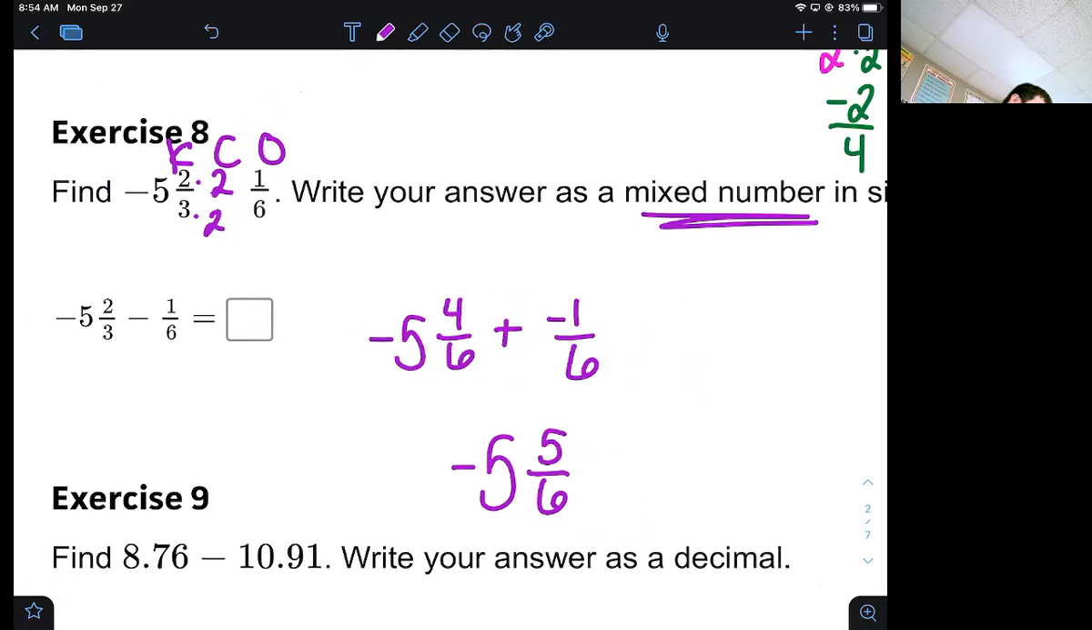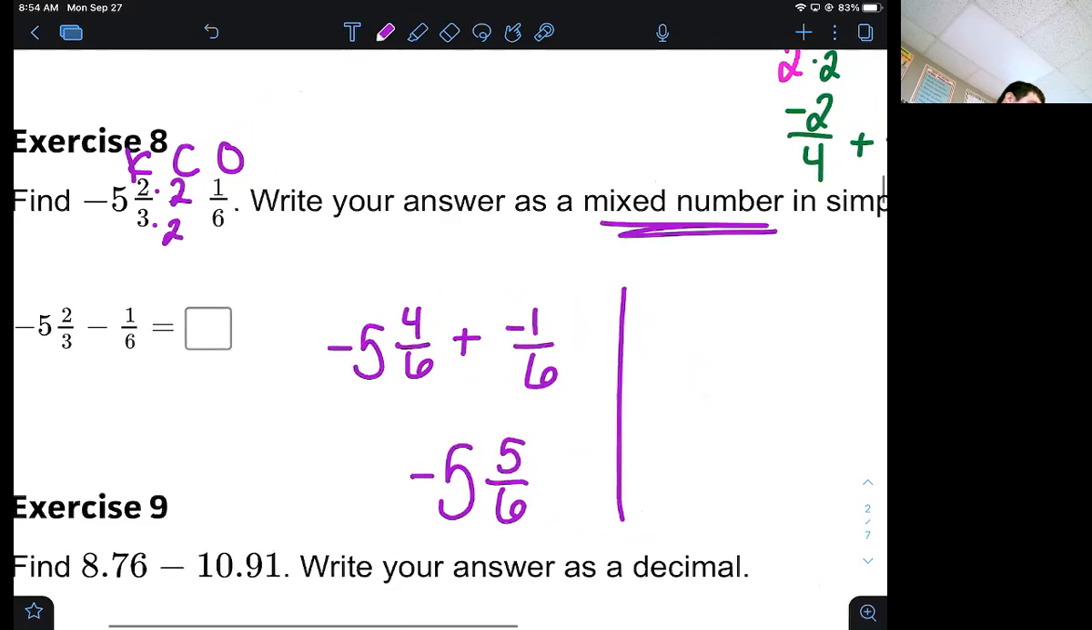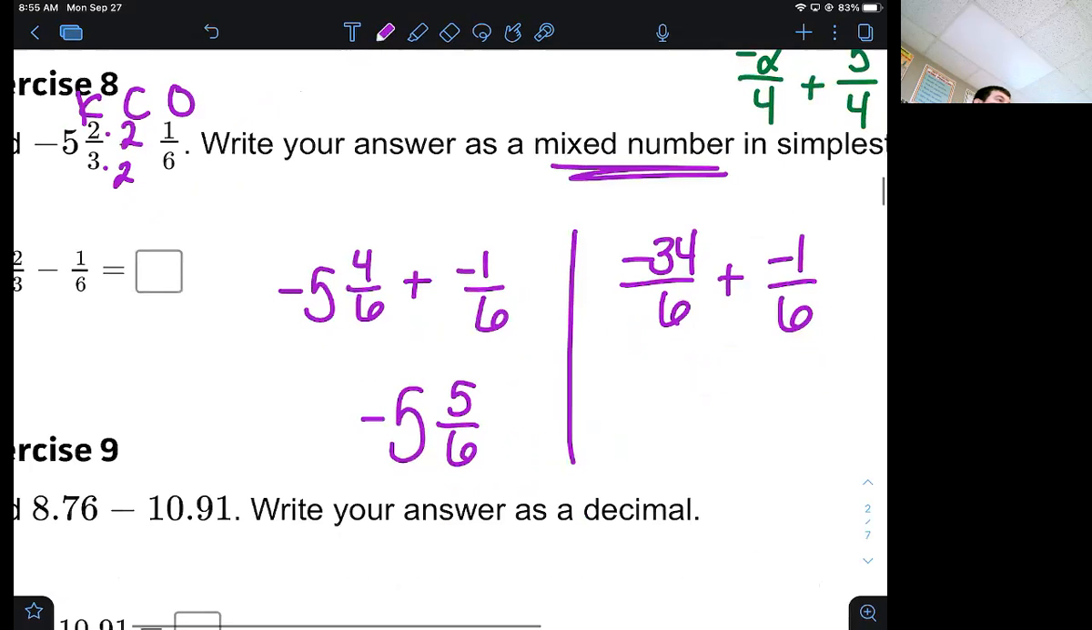Now, if you want to do improper fractions, that's fine. You change 5 2/3 into 17/3. You times it by 2, you get -34/4. I'm sorry, over 6. Plus -1/6. That's going to give you a -35/6. That's the right answer. But because the instructions say you have to turn it to a mixed number, you'd have to convert it back into -5 and 5/6.